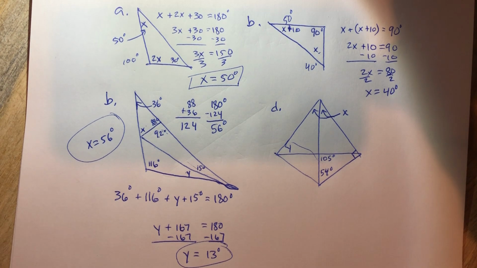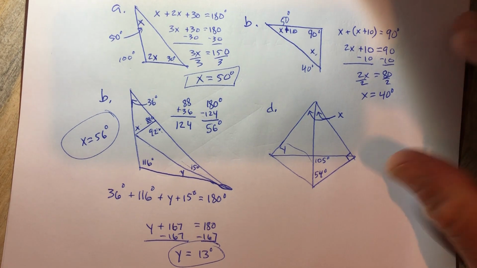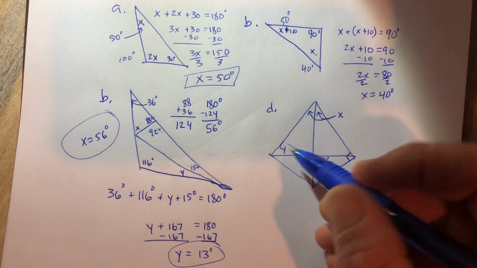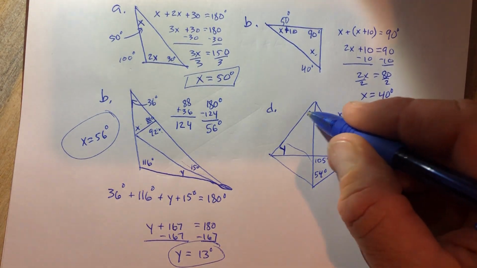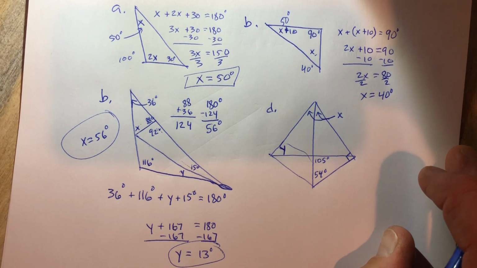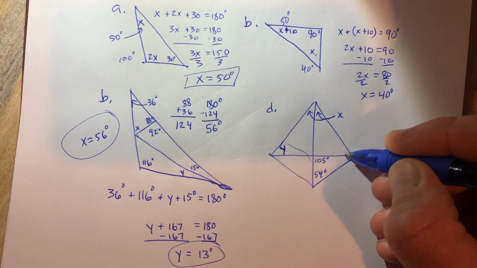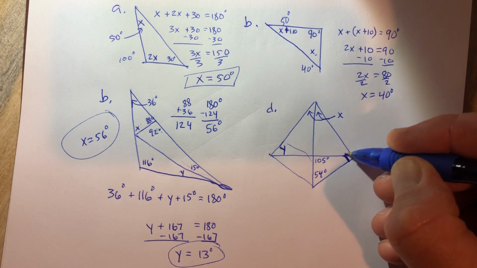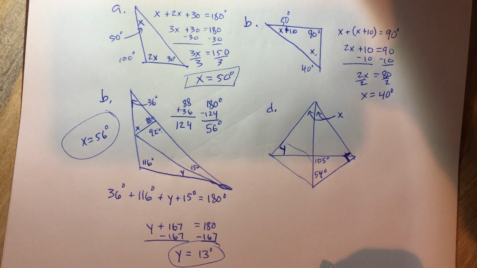All right, so we've got D here. Now on D, we have y over here, not drawn super well, and both of these are x. So I know that these two are the same measure. And I've got some other information here. I've got that this outside angle here is a 90-degree angle. I've got this 54 degrees here and 105 degrees there. So as I go through this, I'm going to try and figure this out.